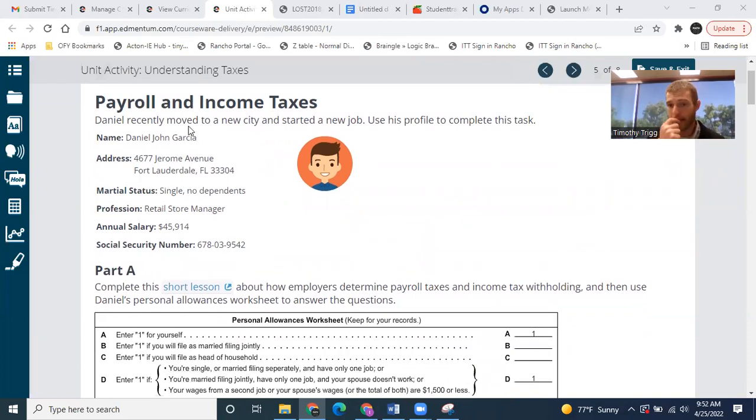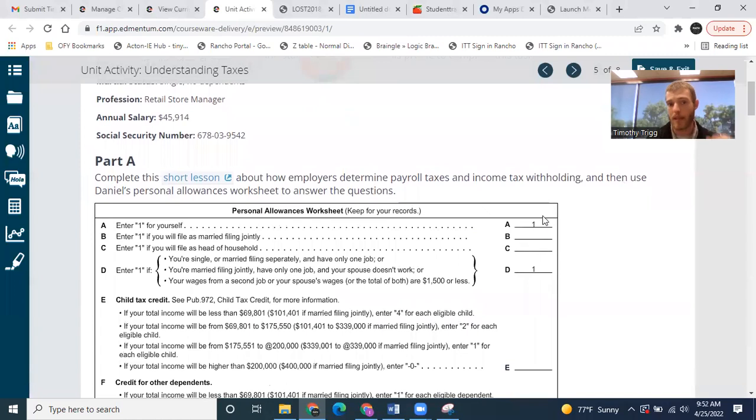So payroll and income tax is the first part. And you can see this information about this person here, Daniel Garcia. A couple of the important pieces of information you're going to need to look at is the fact that he's single with no dependents. That's key. And then also his annual salary. Those are important parts to determine how much income tax he's going to have to pay. So let's go ahead and look at this form that he filled out.